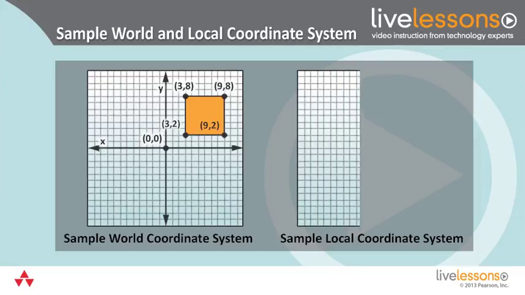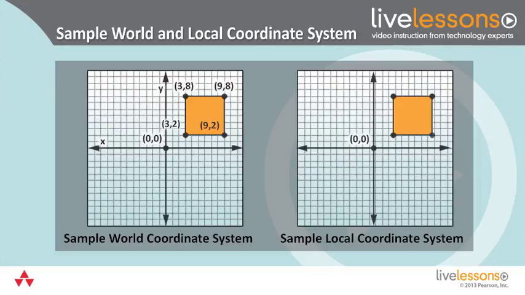The other image here on the right-hand side is a local coordinate system. We can see that relative to this square, our origin is in the middle of this square.